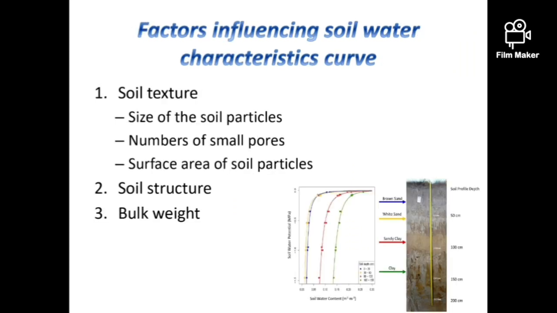Texture, soil structure, and bulk density are the main factors that determine the curve. Among them, the greatest impact is soil texture. Finer soil particles increase the surface area and the number of small pores. The structure and bulk density impact soil pore conditions, meanwhile affecting the curve.